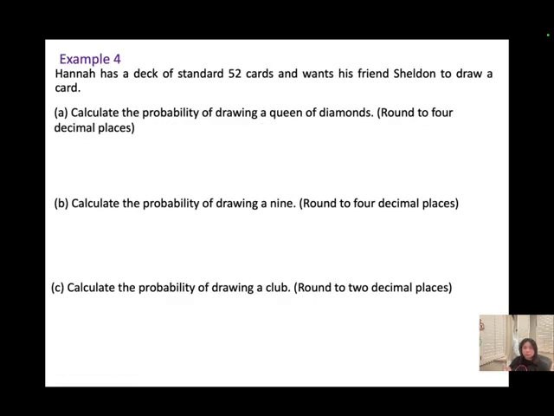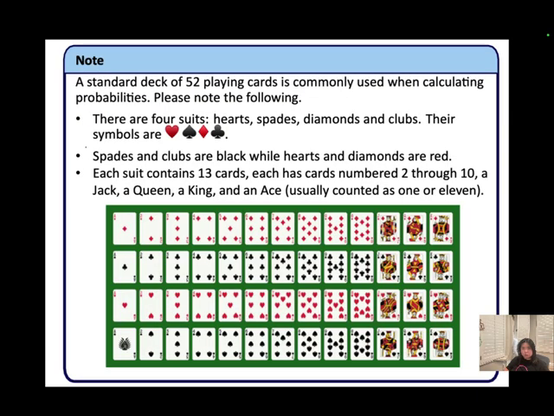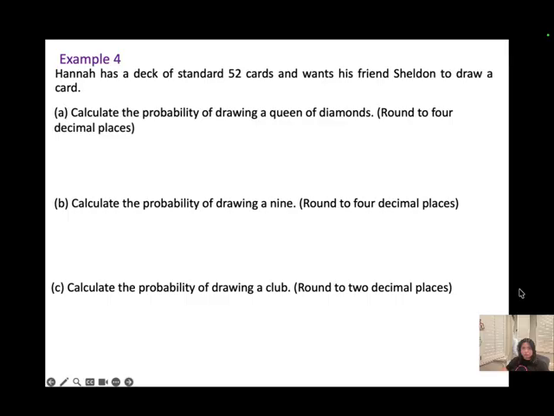Okay, try this example. Hannah has a deck of 52 cards and wants his friend Sheldon to draw a card. Calculate the probability of drawing a queen of diamonds. Okay, so look at the picture. A queen of diamonds, we only have 1, right? So that will be 1 over the total number of playing cards, which is going to be 52, and then round to 4 decimal places.